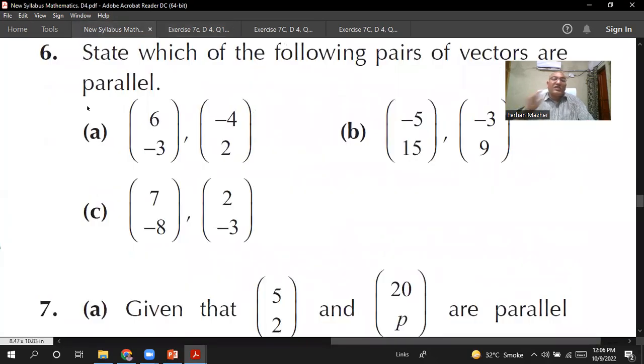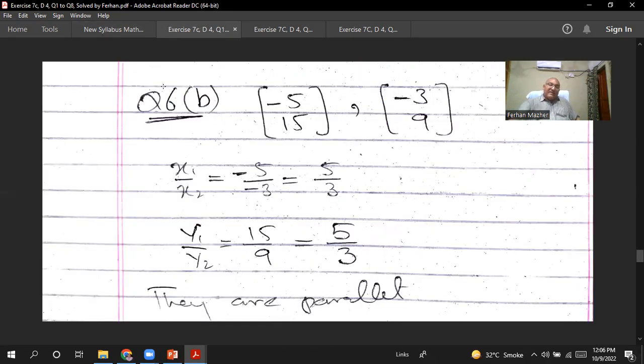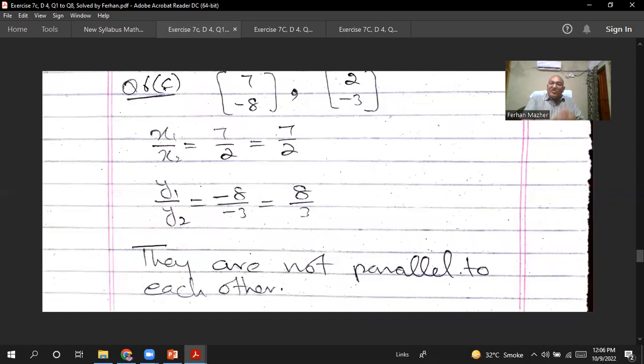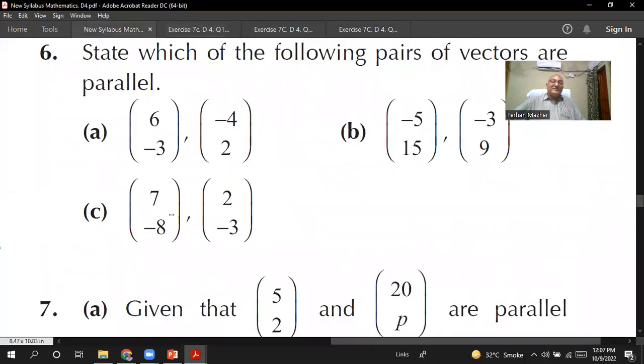Okay. So now the next question, question number 6, is C part. He says two vectors are given, and we have to show whether they are parallel or not. So how will you find out? You will find the ratio of x1 to x2. That will be 7 by 2. Okay. So y1 by y2 will be minus 8 by minus 3. That's 8 by 3. So you can see the ratio of x1 to x2 and the ratio of y1 to y2 are not equal to each other. So these two vectors are not parallel to each other. So this is a very simple, straightforward concept.